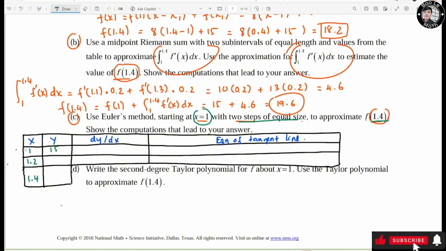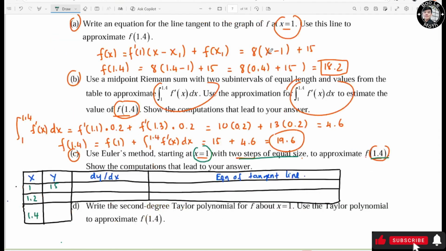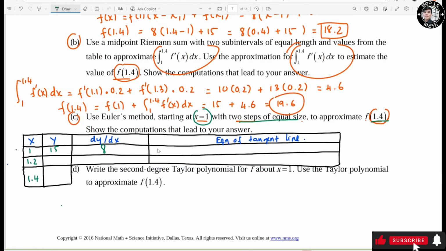Now to find the slope, we need to calculate f prime of 1, right? So look at the table. F prime of 1 is 8 right here. And the equation of the tangent line could be f of s equals 8 times s minus 1 plus 15, right? Substitute 1.2 for s, so it's going to be 8 times 0.2, which is 1.6, plus 15, so it could be 16.6, right? So we put 16.6 over here.